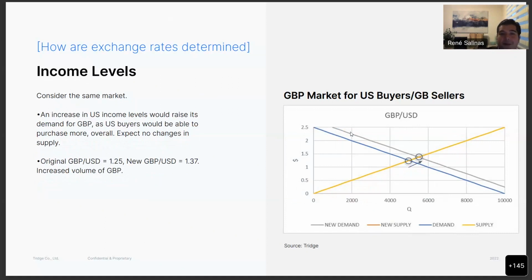Next, let's talk about relative income levels. Consider the same market. Let's say income in the US increases relative to the UK income for any reason. We would expect to see an increase in demand for British pounds as the purchasing power of US buyers increased. So they will want to buy more products because they now have more capacity to buy in the US and elsewhere. And we would see no changes in supply for the pound. The overall effect would be an increase in the price of the British pound as it's now more in demand.